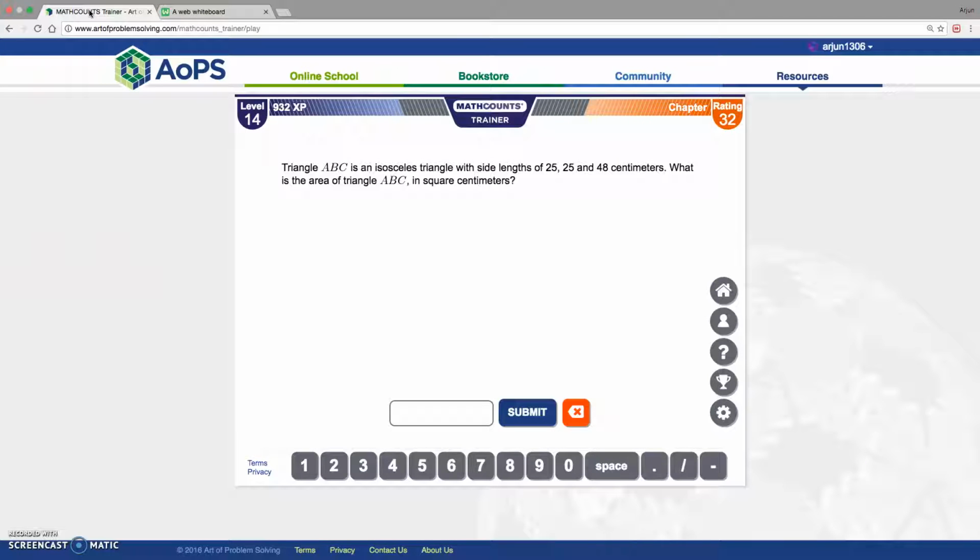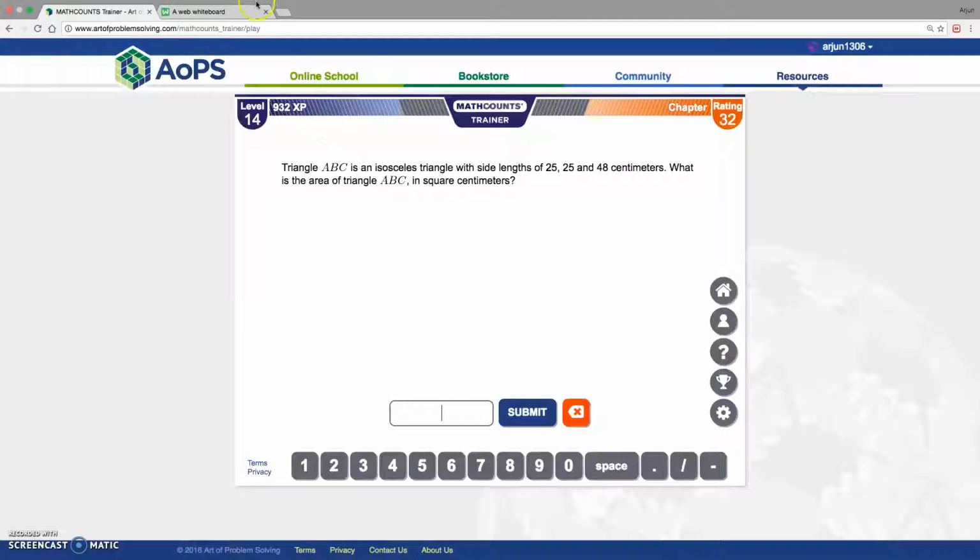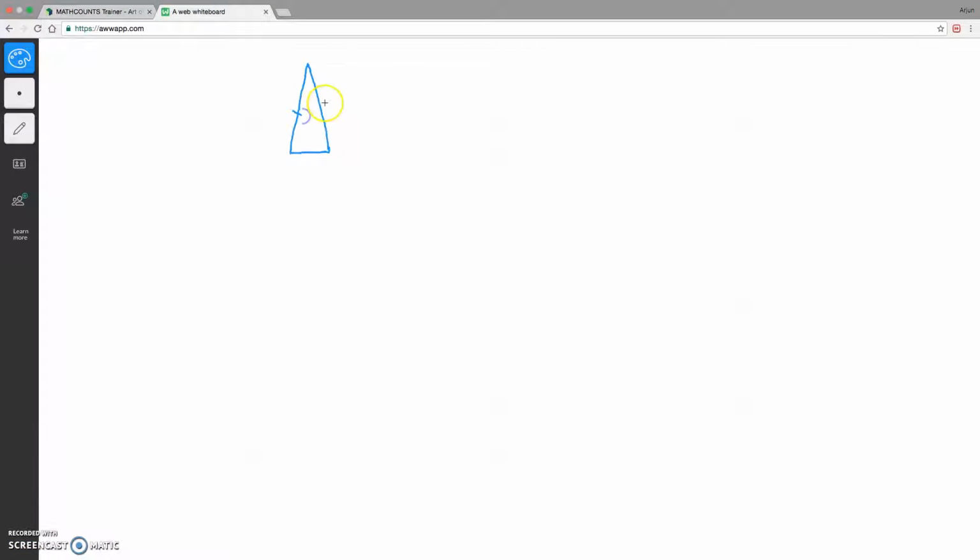Triangle ABC is an isosceles triangle with side lengths of 25, 25, and 48 centimeters. What is the area of triangle ABC in square centimeters? So let's draw our triangle because it's always good to learn from a picture. A picture helps. So here's our isosceles triangle. Very nice. Okay, so let's use a different color here, yellow. 25 here, and 25 here. Oh man, this is not a good diagram.